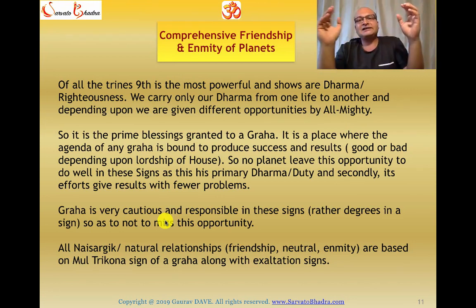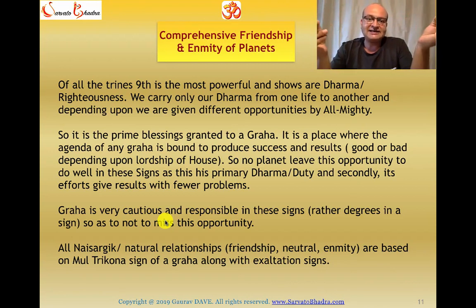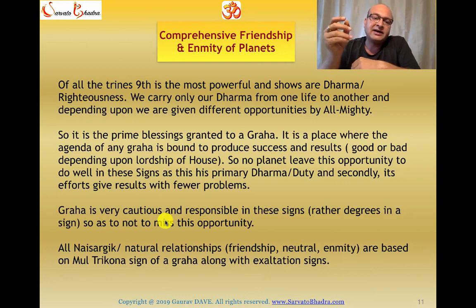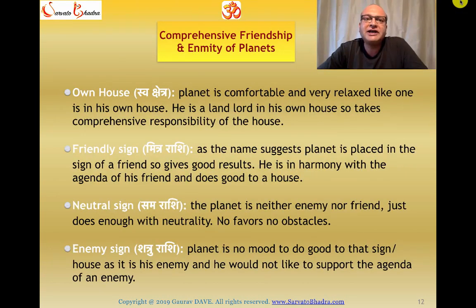So we are discussing different states, and we will finally reach a state where we will be able to identify which planet is friends with which other planets, neutral with which other planets, has enmity with whom, and accordingly we will be able to understand the kind of results anticipated by a graha. Apart from those three states we discussed previously, there are four more states of a planet. We first cover them, and then we'll sum up the learnings of this section.